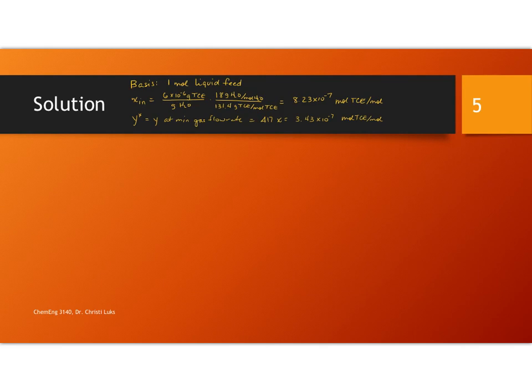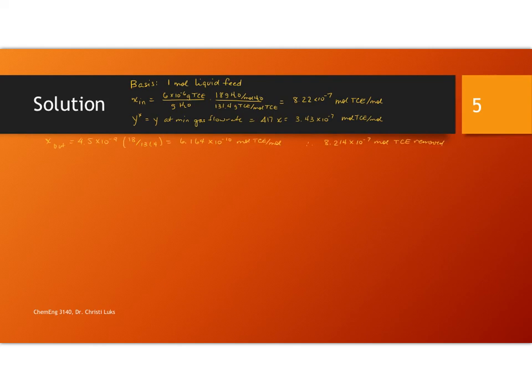And because these are small numbers, per mole of water is about the same as being per mole of the total. And Y star, which is going to be also the Y at the minimum gas flow rate, is going to be found using our equilibrium relationship, 417X. So in this case, it's going to be at the inlet 3.43 times 10 to the minus 7th moles of TCE per mole. Now, the liquid coming out, they told us needs to be no more than 4.5 parts per billion.